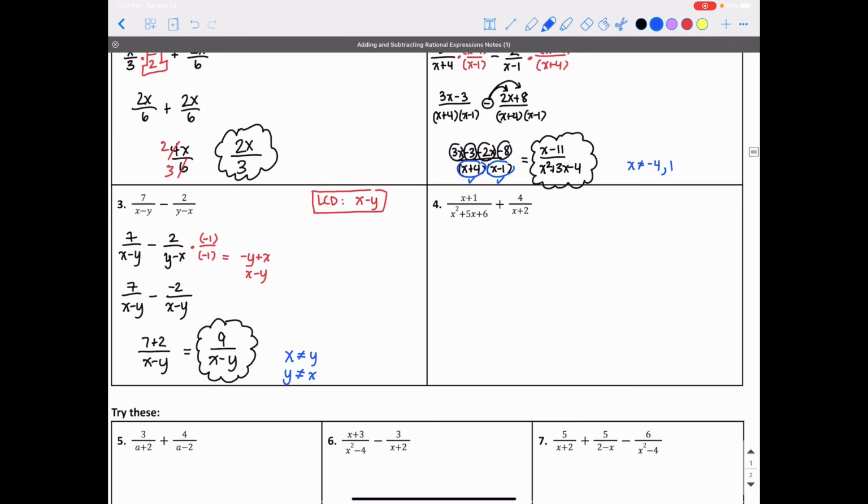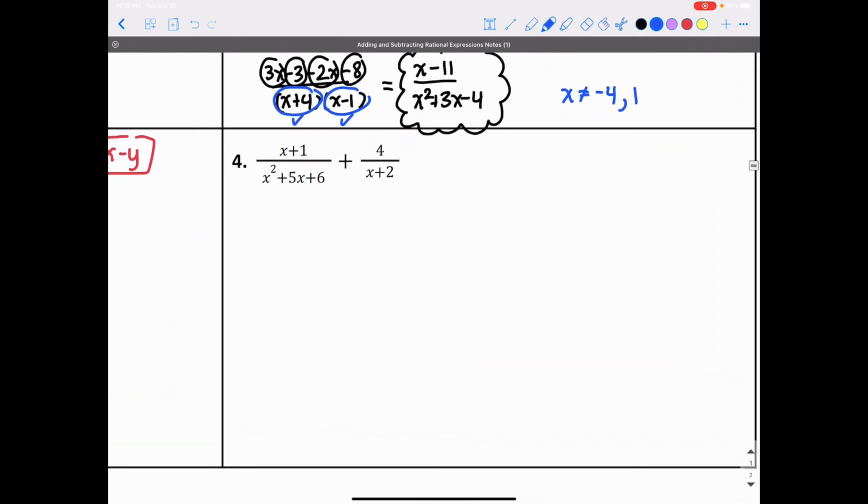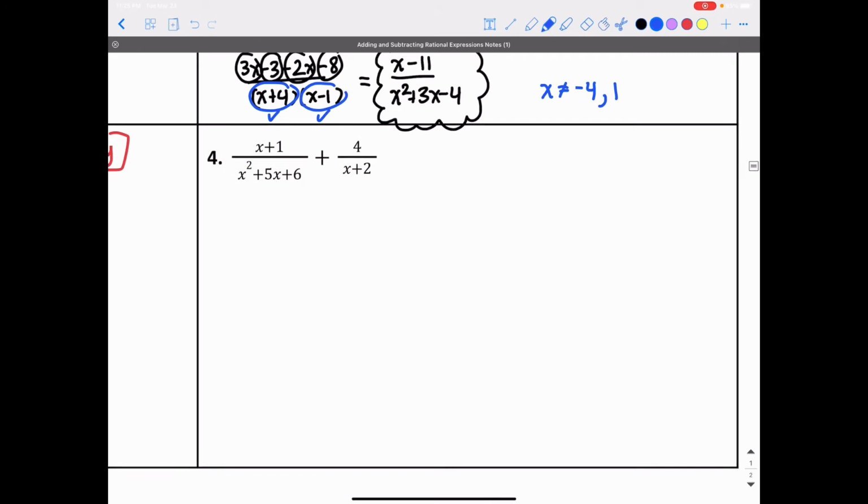For 4, I have x plus 1 over x squared plus 5x plus 6 plus 4 over x plus 2. The first thing I'm looking for is the LCD. And what I want to check first is to see if one of the denominators fits into the other, so I can see if I can save myself some time so I don't have to rewrite both fractions.